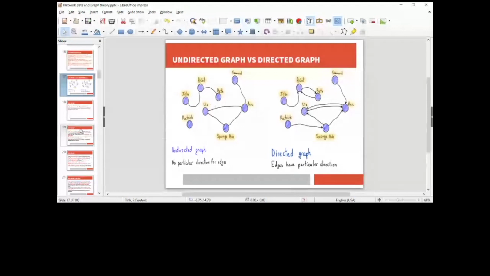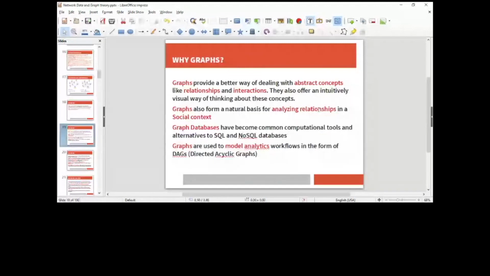So graphs form a natural basis for analyzing relationships, like in a social context, like in social media, okay? Now, graph databases have become common computational tools and alternatives to SQL and NoSQL databases. So graphs are used to model analytics workflows in the form of directed acyclic graphs. Okay.